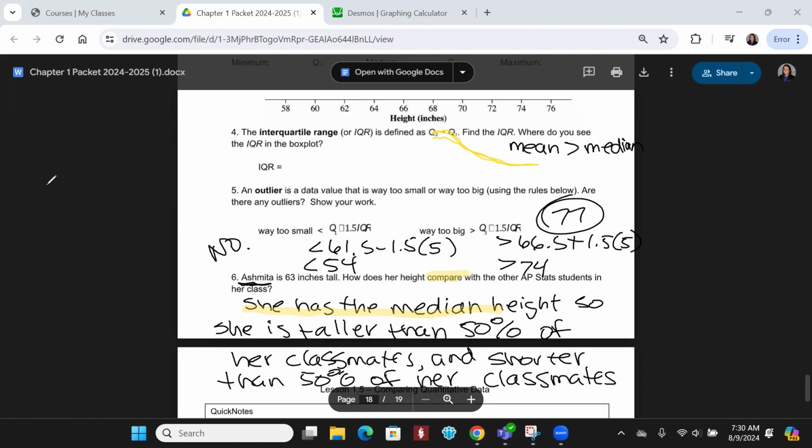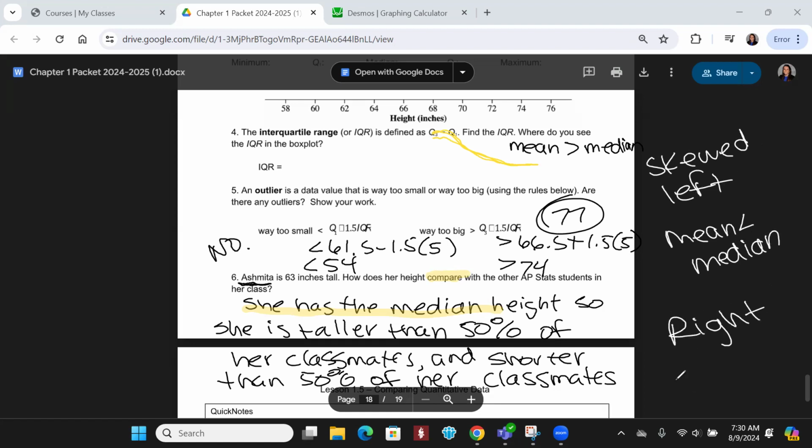Here, I'm going to write this down so you can see it visually. Skewed left, the mean is less than the median. Skewed right, it's the opposite. Mean is greater than the median. Again, if you're wondering why, memorize it, and then we can talk about it with a tangible data set. Cool? Questions, comments, concerns?